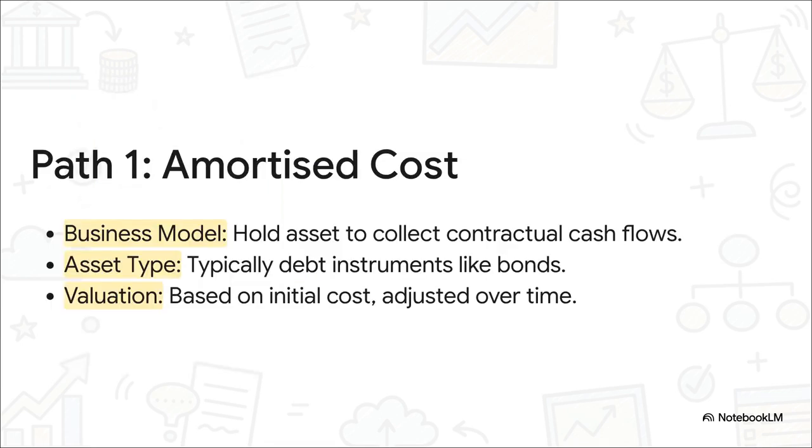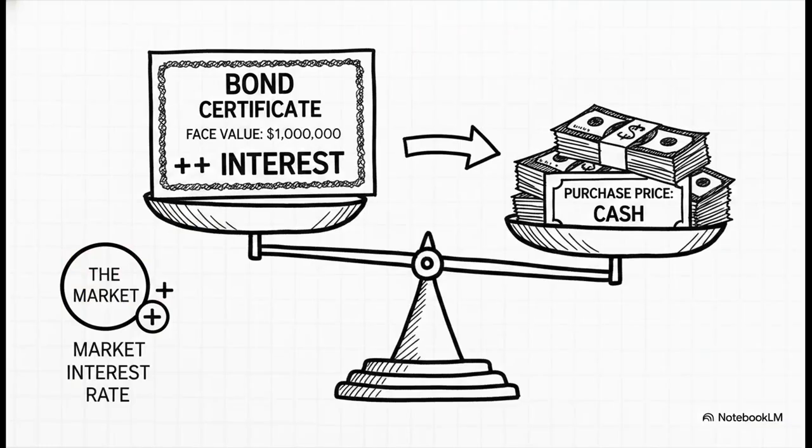The first path is called amortized cost, and it's probably the most straightforward. This is the one you take when your company's business model is super simple. You buy something like a bond, and you just plan to hold on to it and collect all the interest and principal payments you were promised. Now, you might be looking at that and thinking, wait a minute, why would anyone pay more than $1 million for a $1 million bond? Well, it's all about the interest rate.